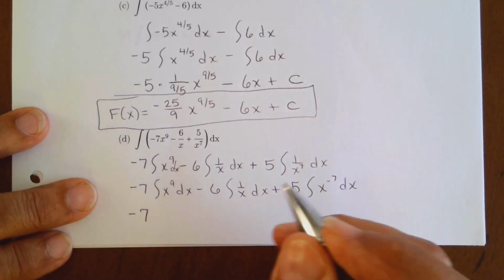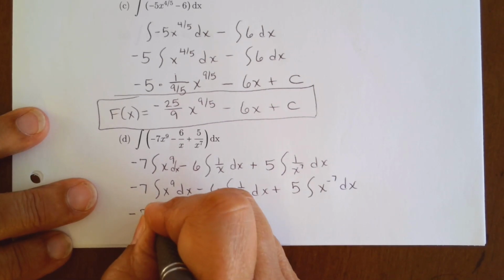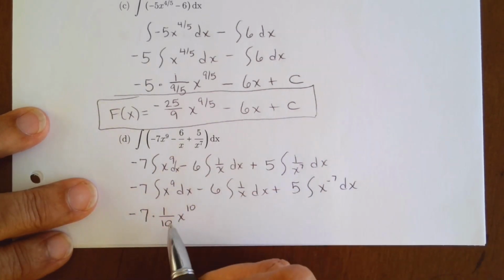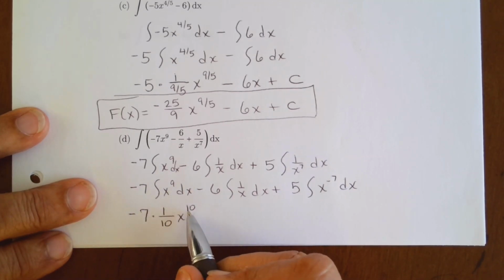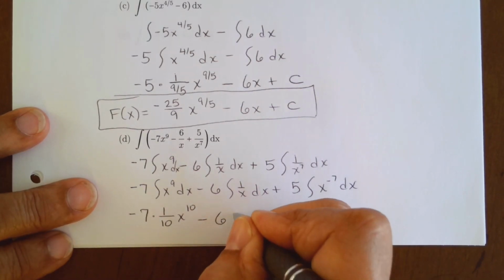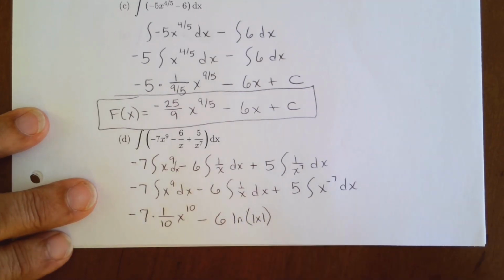All right, so negative 7. We're going to add 1. Add 1 to 9, that's 10. So it'd be x to the 10th. Again, you don't have to think about it. You're just adding 1. It goes in the denominator and goes to the exponent. Minus 6. This is a natural log, and it's the absolute value of x, right?